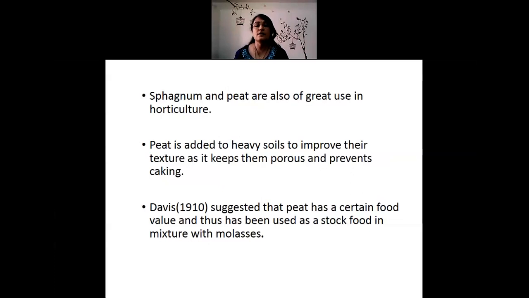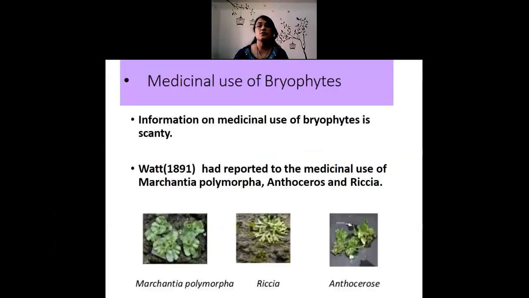It has also been suggested that peat has a certain food value, and it is used as a stock food mixed with molasses for reindeer and some Arctic animals. So these were the major uses of peat, one of the major contributors to the uses of bryophytes.